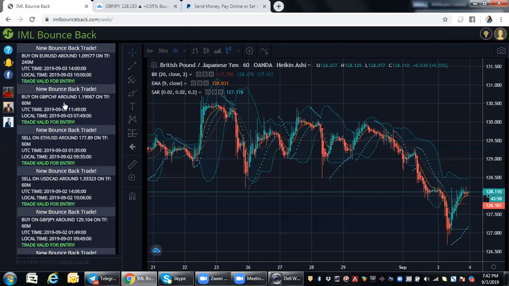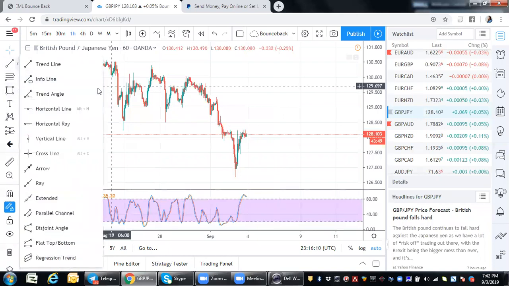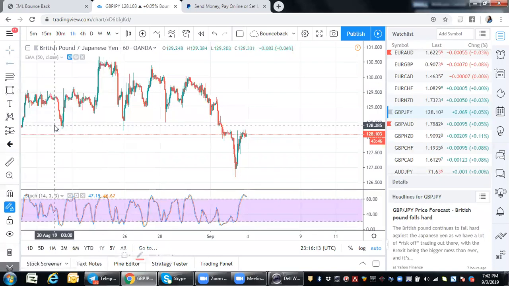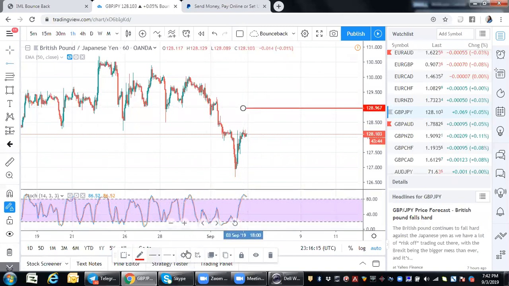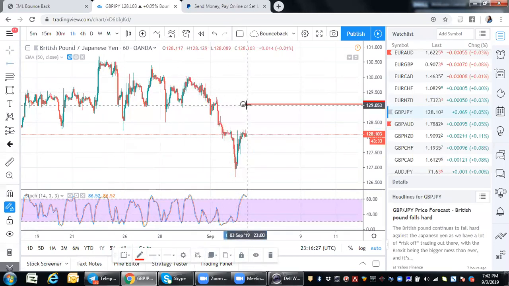So when we look at bounce back, it's calling for buy around 129,104. Right? So first thing, 129,104. Let's identify that range, that area, using the horizontal array. You guys should already know how to use this. So this is where bounce back called this buy, from here, right?